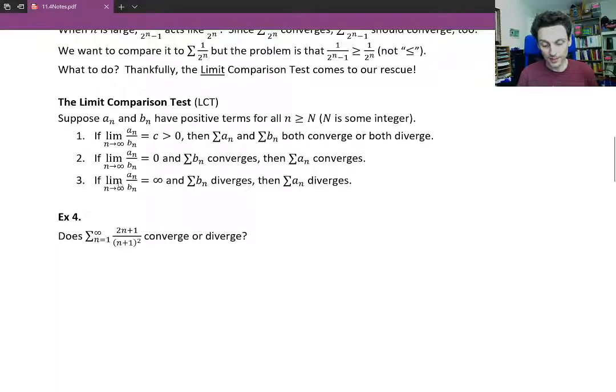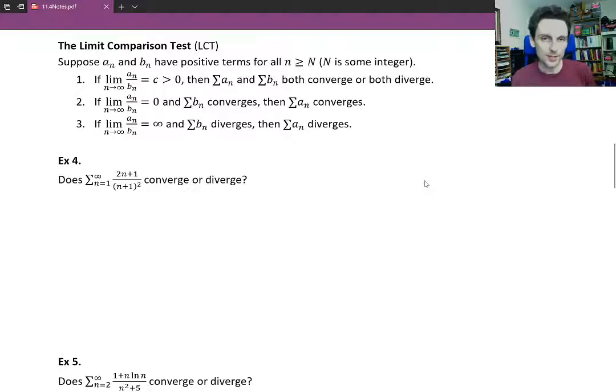And then the third case is that if we take that limit and we get infinity, well, that means that the a sub n's now are winning. They're getting bigger faster than the b sub n's are. And so if we know that the series of b sub n's diverges, then the series of a sub n's, which are bigger, is going to diverge as well.